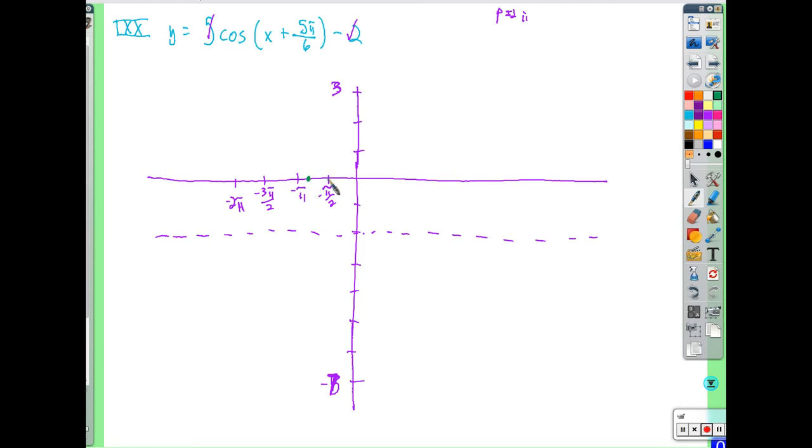Okay. Then there would be a point down here at negative pi over 2, negative 1. So move that over 5 pi over 6 to the left. This would be 1, 2, 3, 4, 5 pi over 6 to the left.